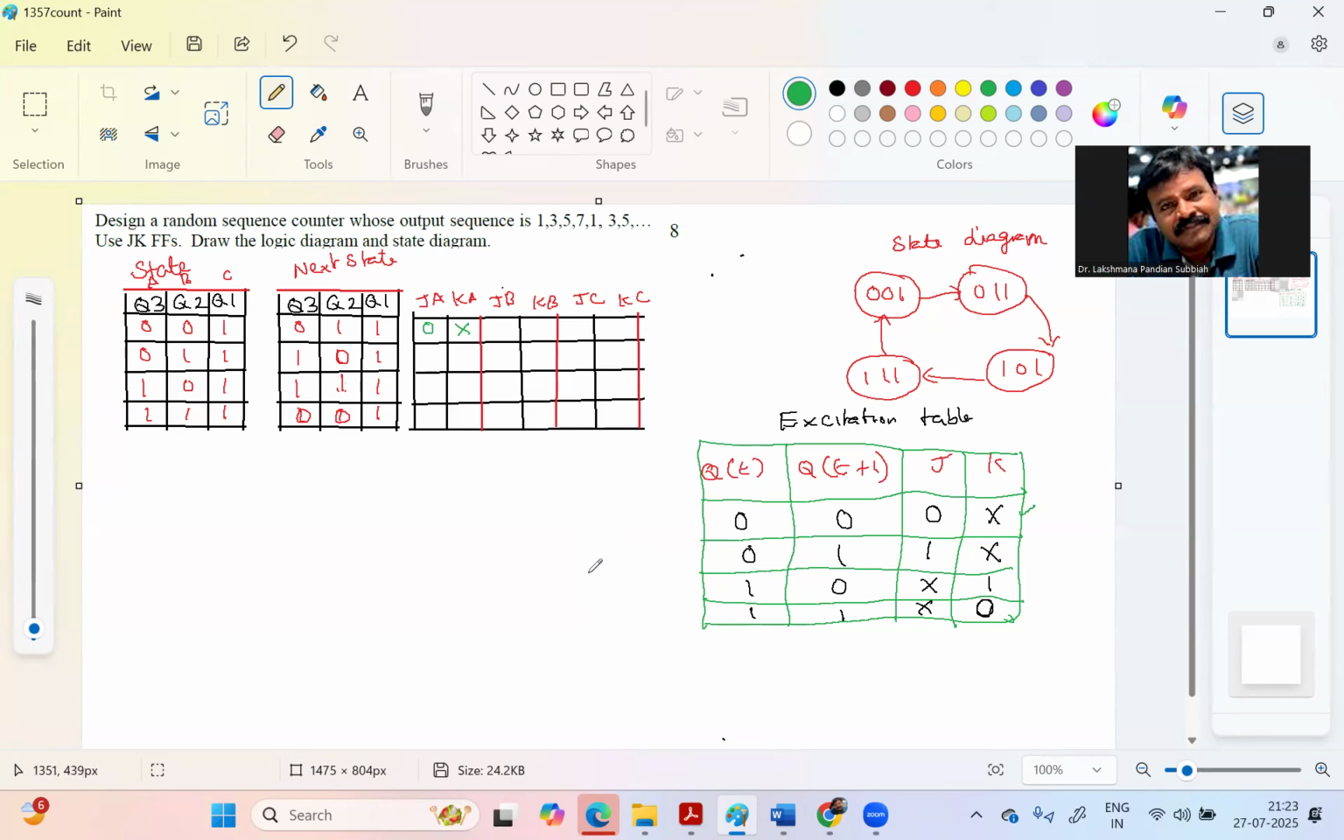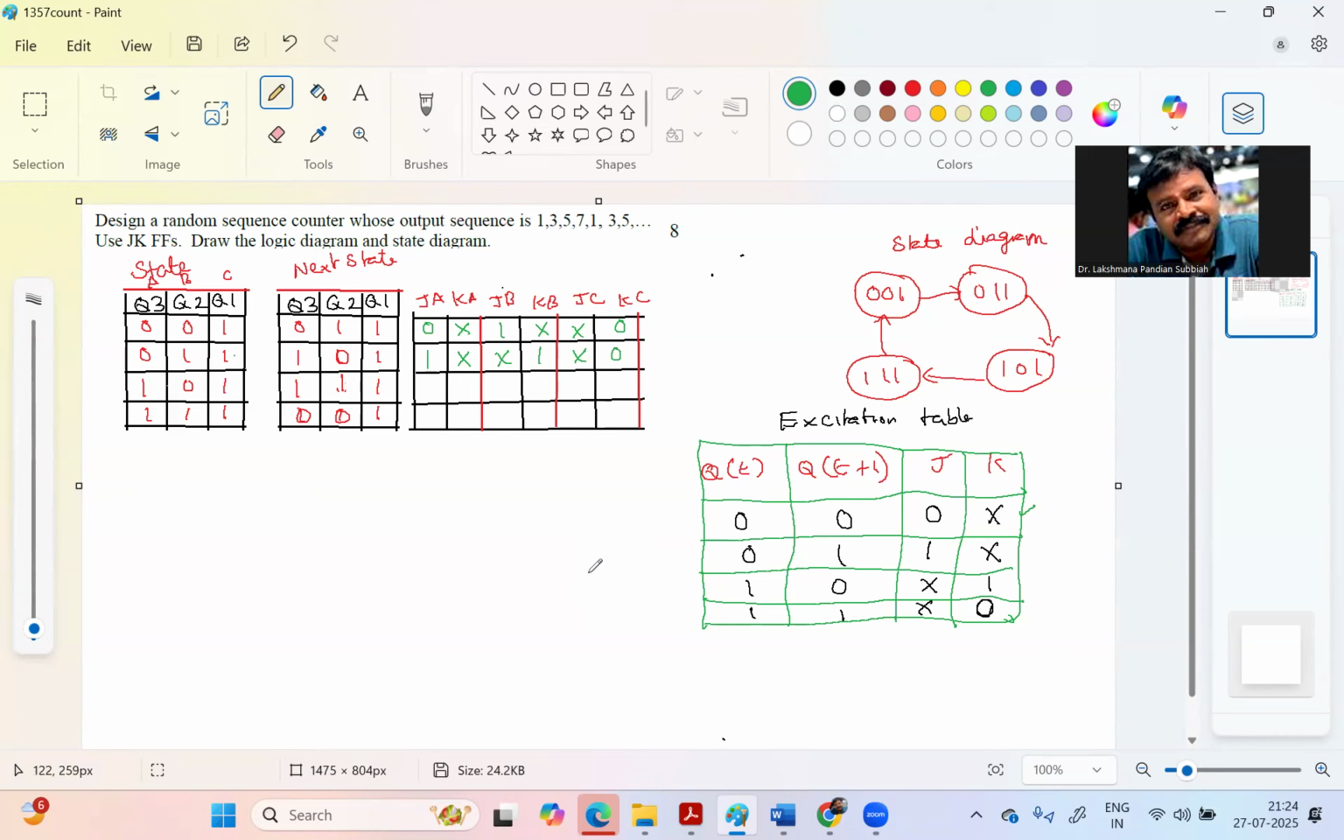Next, 0 to 1 transition is 1X. Next one is again a 0 to 1 transition. Now 1 to 1 is X0. Next, we are going 0 to 1, 0 to 1 transition is 1X. Then 1 to 0 is X1. Then 1 to 1 is X0.